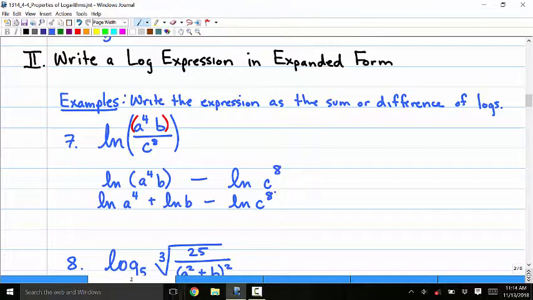One more step. What are you going to do to the powers? Put them out front. So your answer as an expanded log would be 4 natural log a plus natural log b minus 8 natural log c. Yes? No? Maybe so.